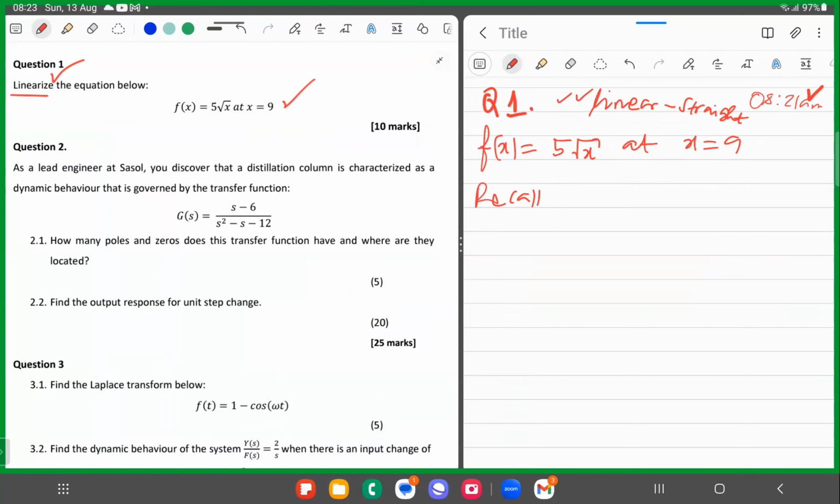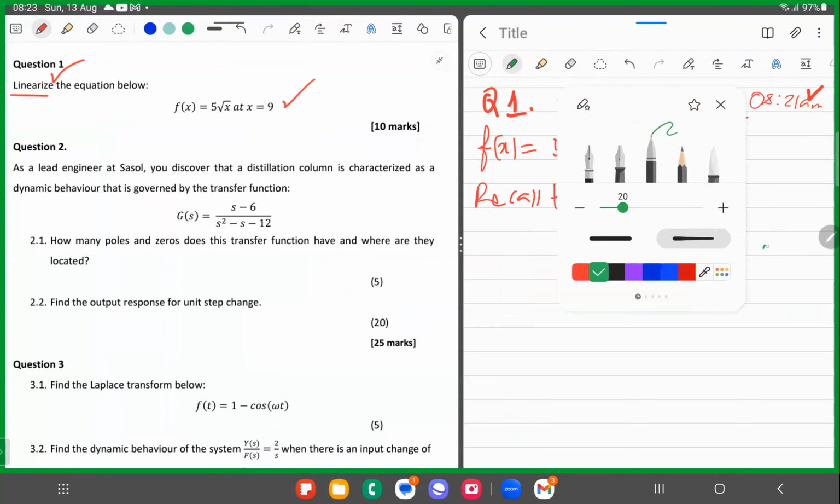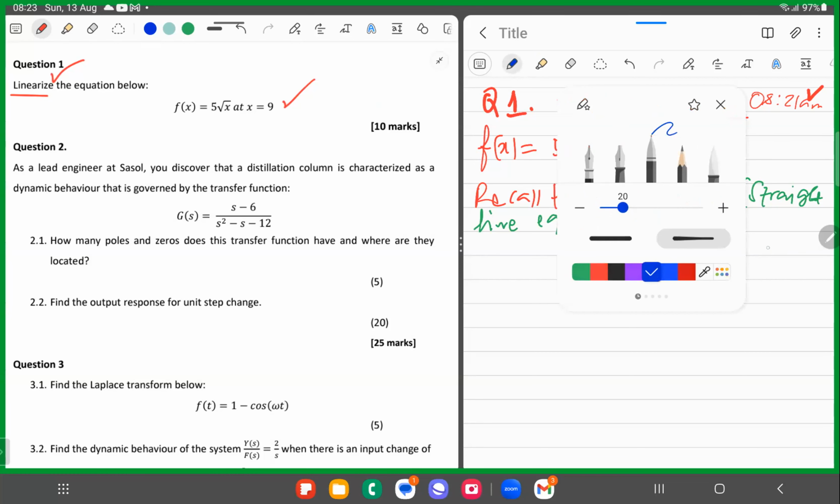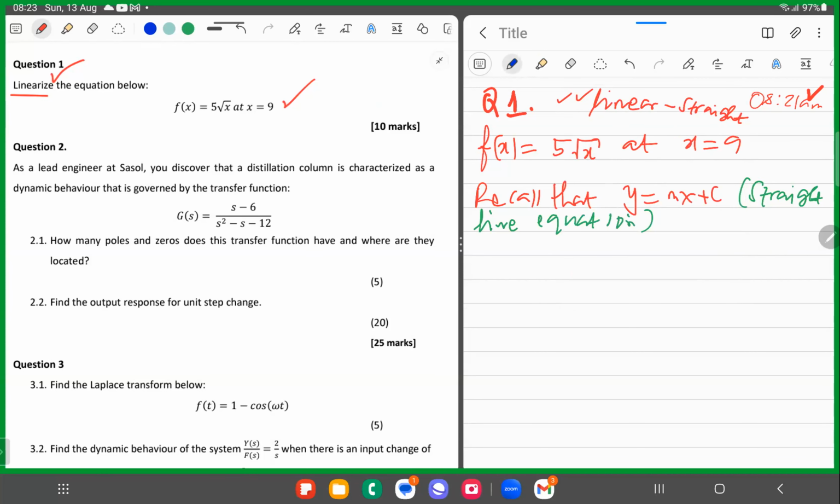Yeah, recall that, for example, y equals mx plus c from school is actually a straight line equation. If this is a straight line equation, we use this same idea to linearize the equation we have at hand. So how do we do that? We do that by finding the derivative of this.